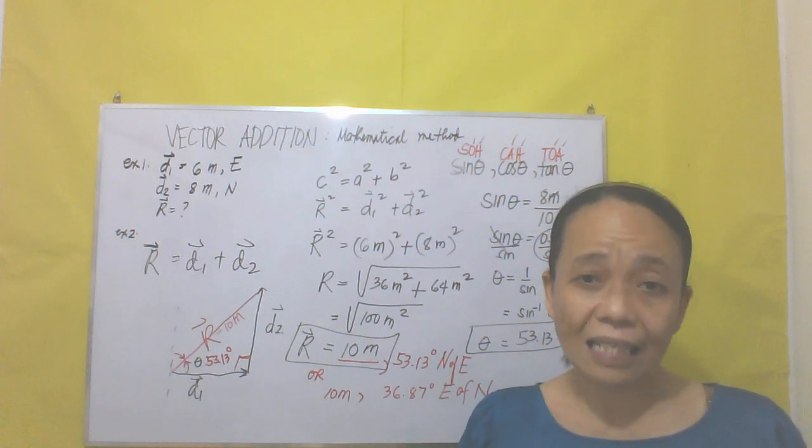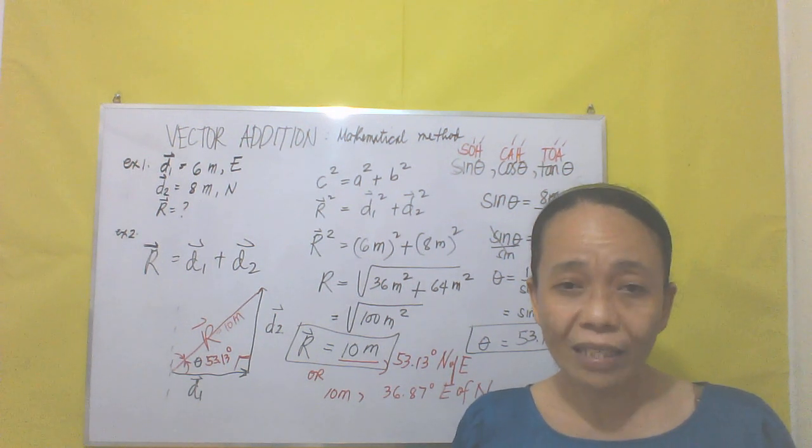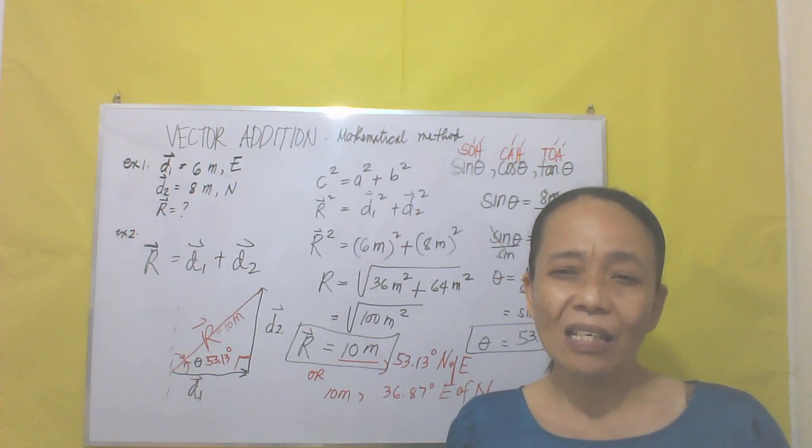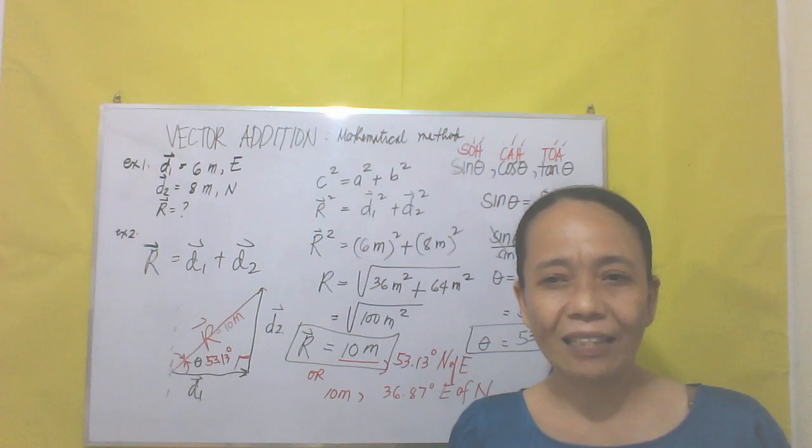That is if the resulting polygon will form a right triangle.